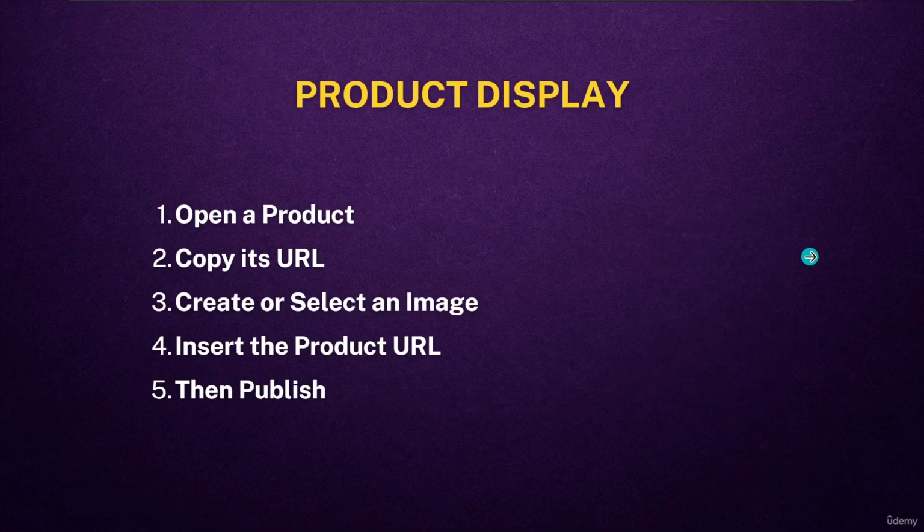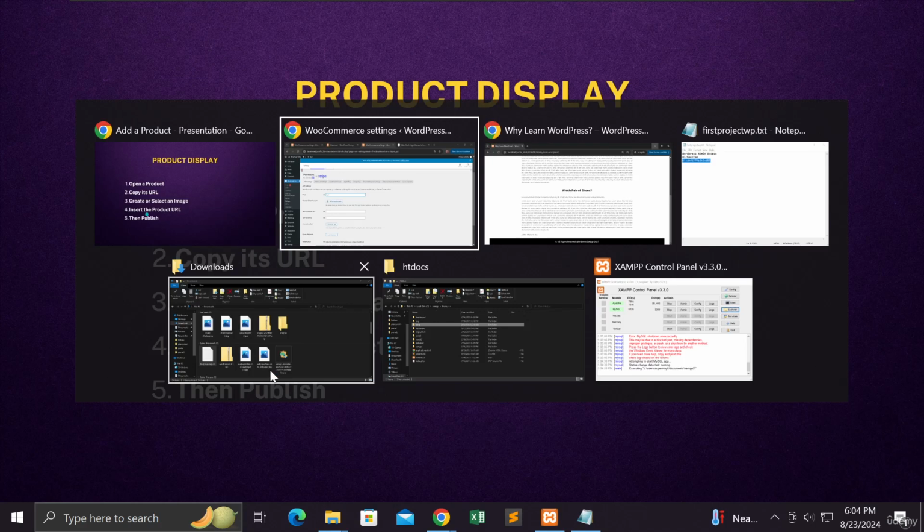So these are the steps that we're gonna do. The first one is we have to open a product and copy its URL. Then create or select an image in a page, then insert the product URL to that particular image, then publish. So how are we going to do that?